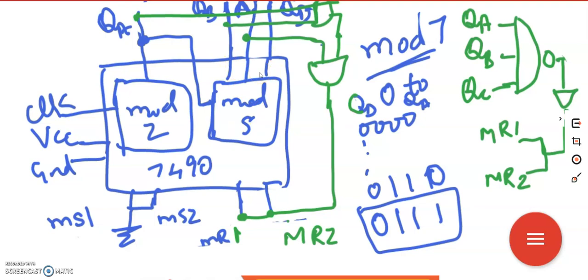What if it is mod 2? Work only with mod 2. In that way, we are able to design for any given mod based on the inputs of the examiner.